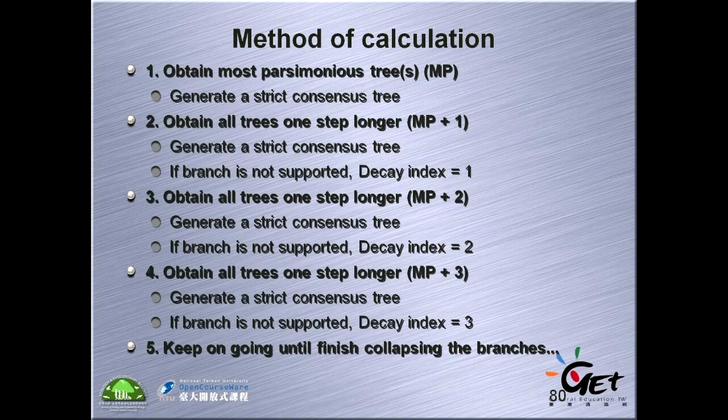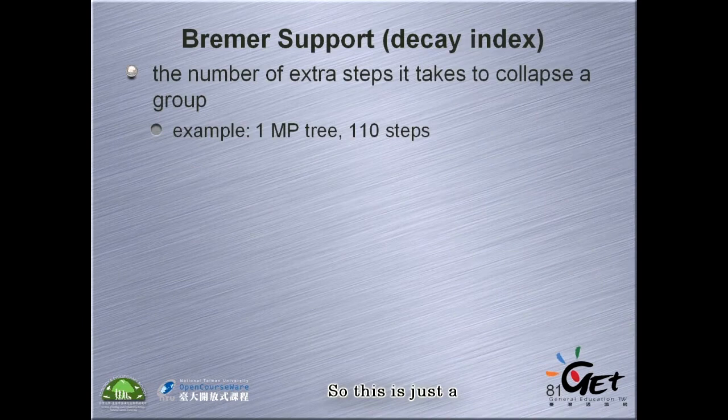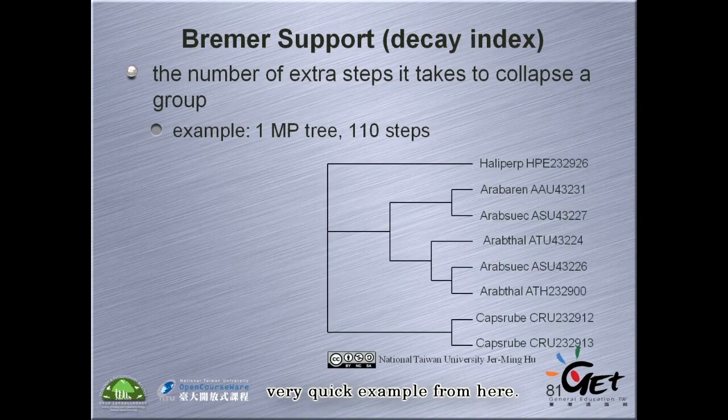The idea is you get one of the most parsimonious trees, then collect every tree that is one step longer and generate a consensus tree. If a particular branch is not supported, then that branch has a decay index of 1. Just keep going, obtaining more and more trees, until you resolve all the branches of the tree. So this is just a very quick example.